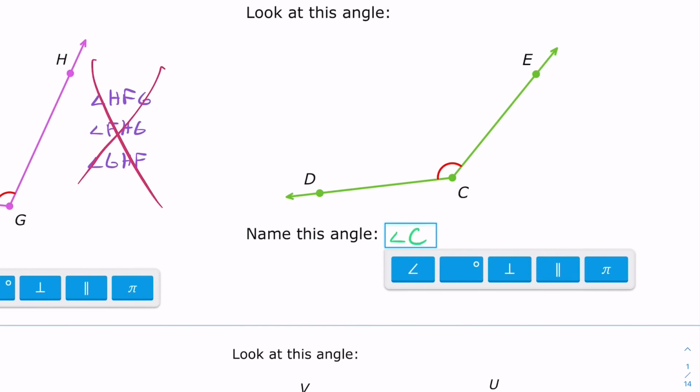because I'm going to choose to use 1 letter, except I could have said angle ECD, or angle DCE. These are all options. Again, order matters. DCE, ECD, or just C.